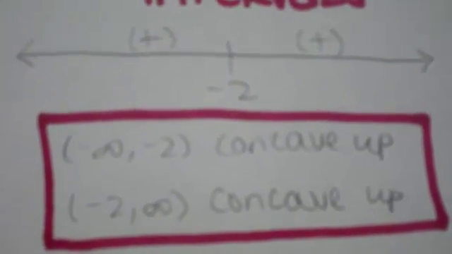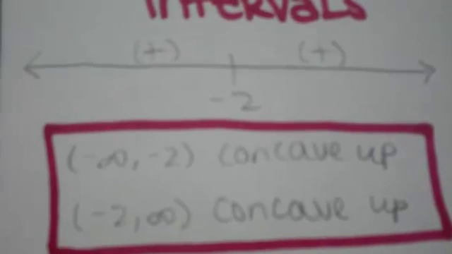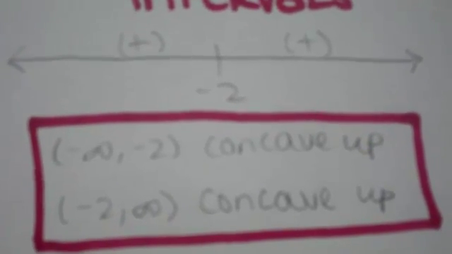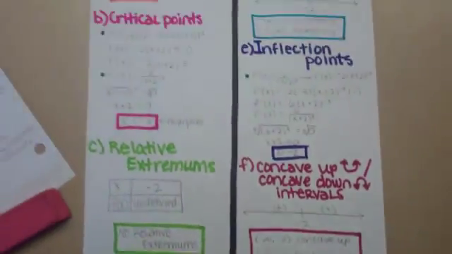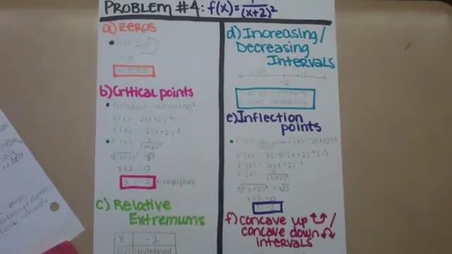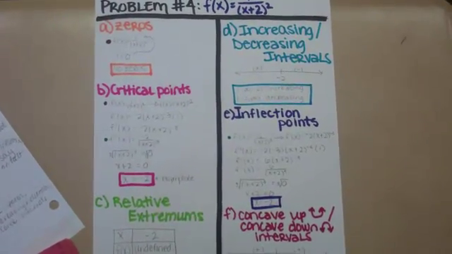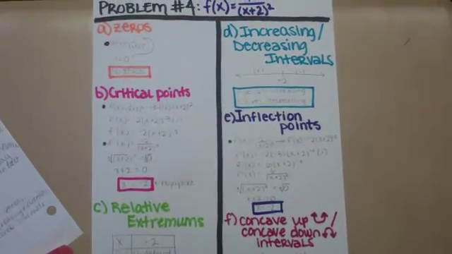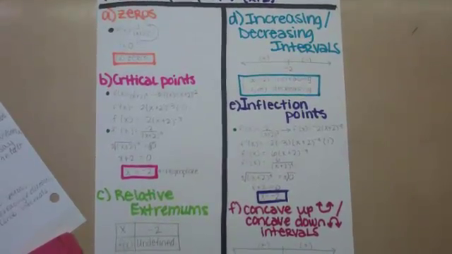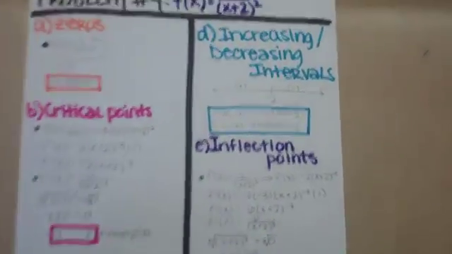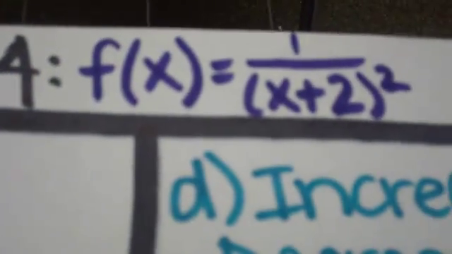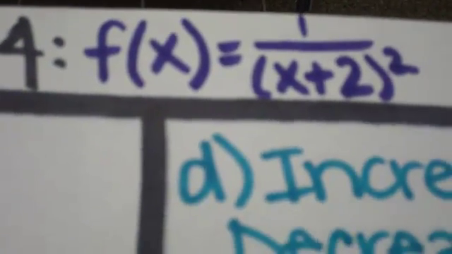Although we cannot say that from negative infinity to infinity our graph is concave up, because we do in fact have an asymptote at negative 2. So during this video, we have found zeros, critical points, relative extremums, increasing and decreasing intervals, inflection points, and concave up and concave down intervals of the function f of x equals 1 over (x plus 2) squared.